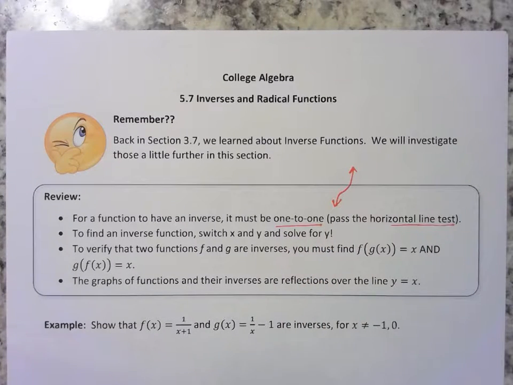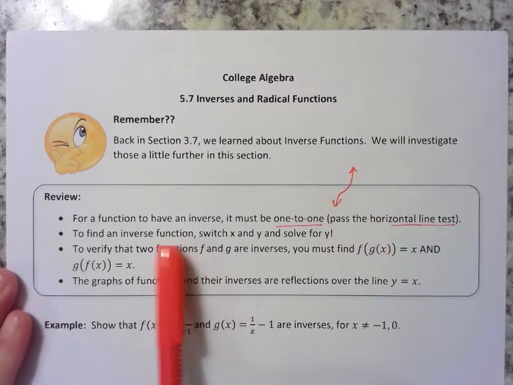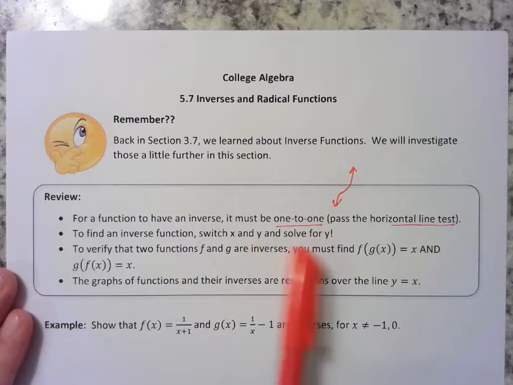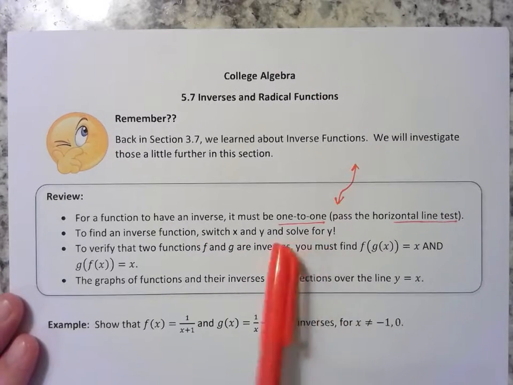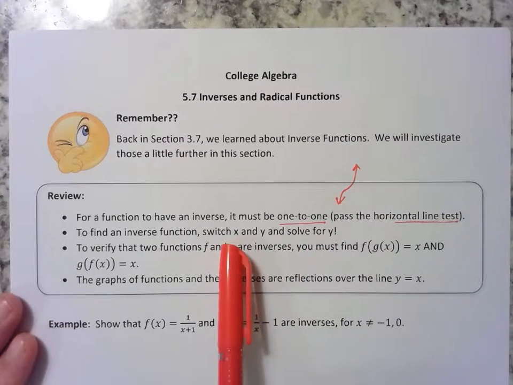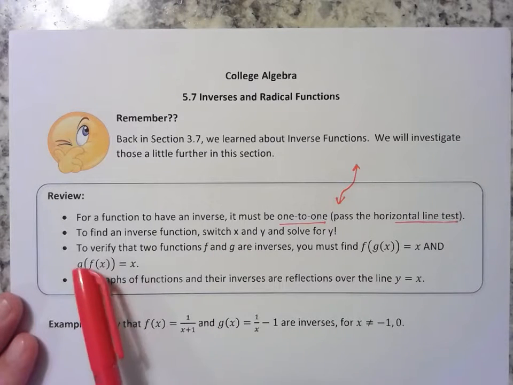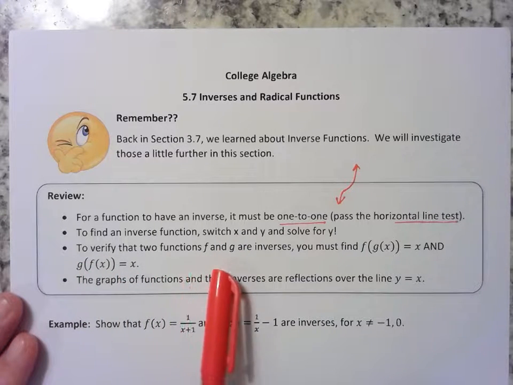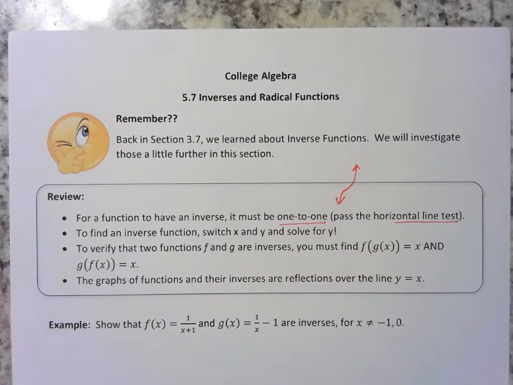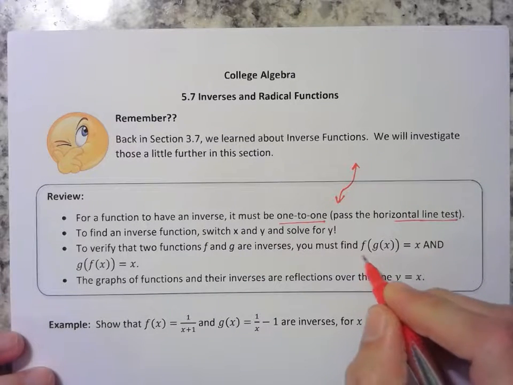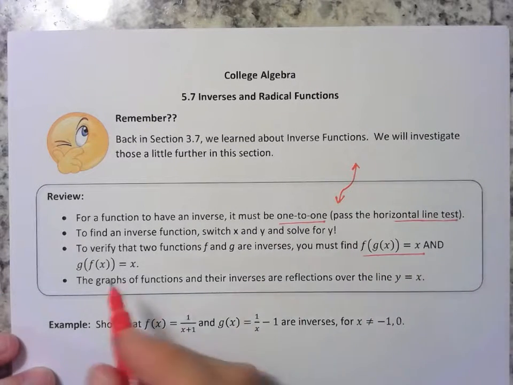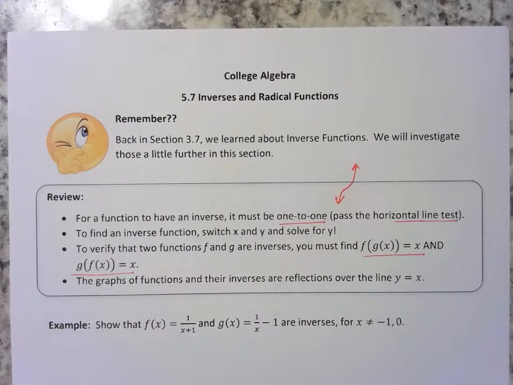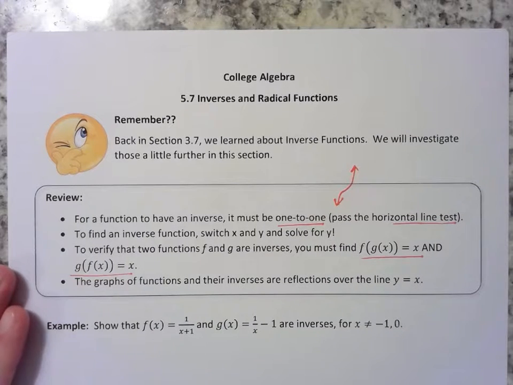Okay? To find an inverse function, this is what we did back in chapter 3. You switch x and y and then solve for y. There were a few more steps involved in all of this, but that's the main gist of it. To verify that two functions f and g are inverses, you must prove that f of g of x is equal to x and g of f of x is equal to x. So it's a proof, and you have to show that both of those are true.